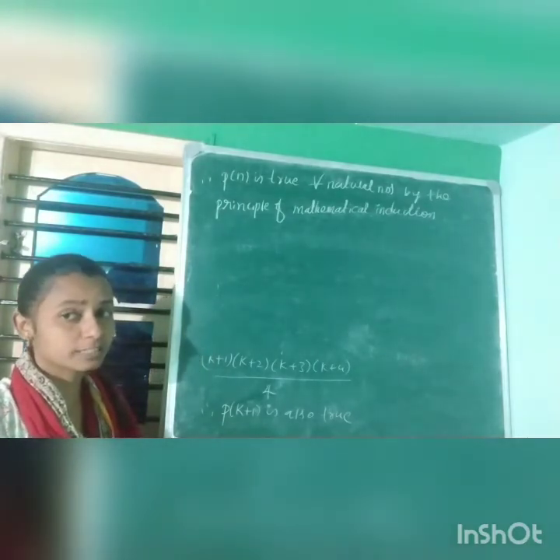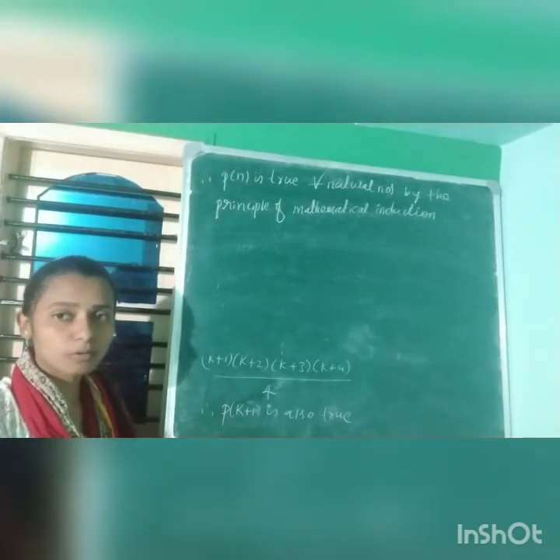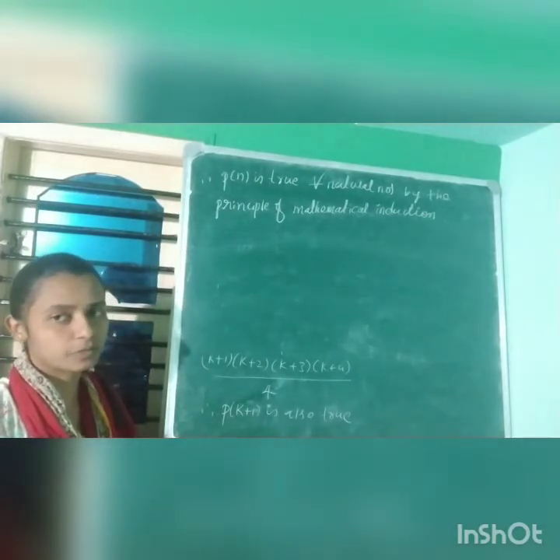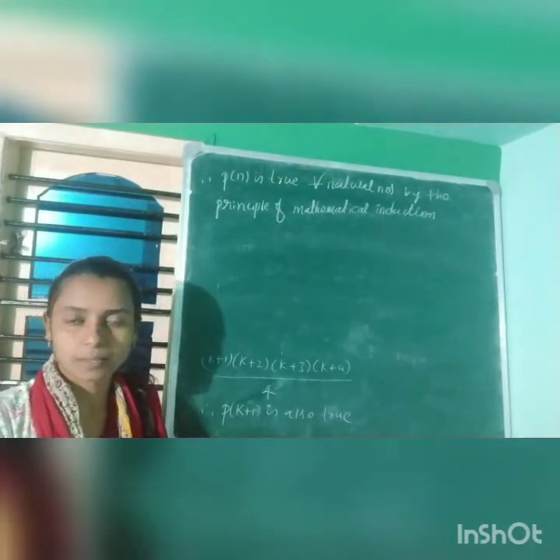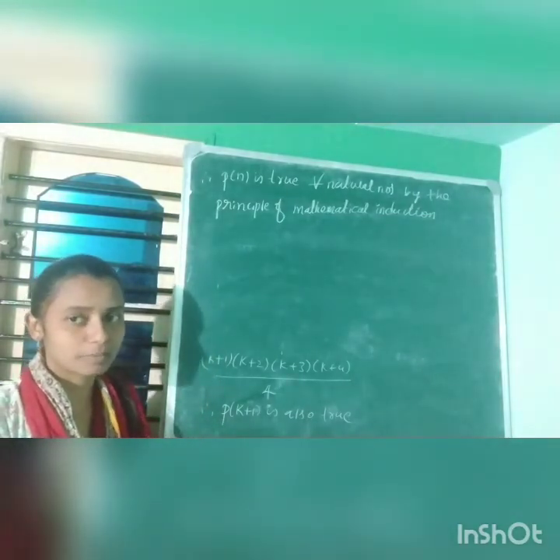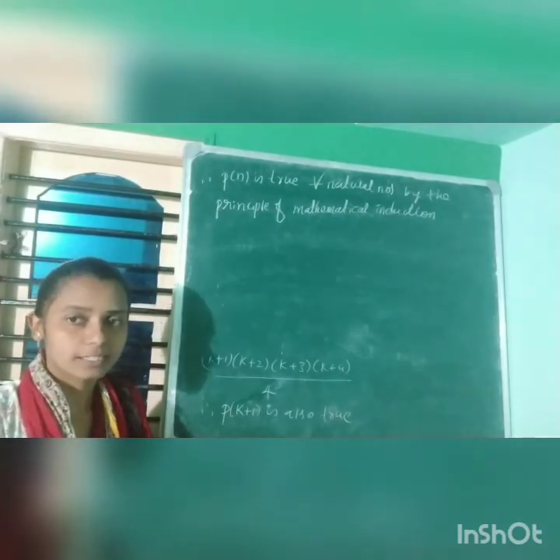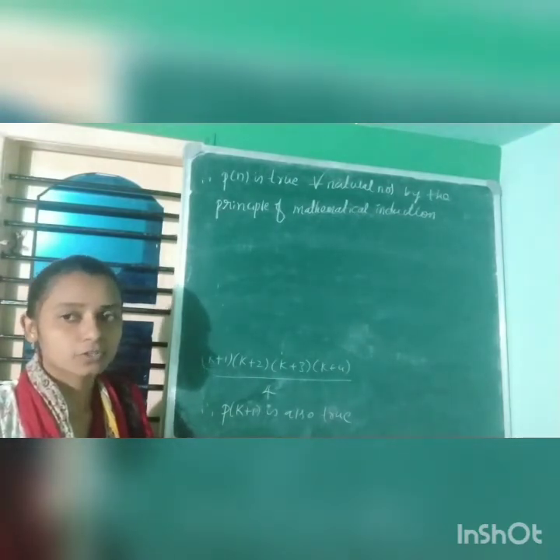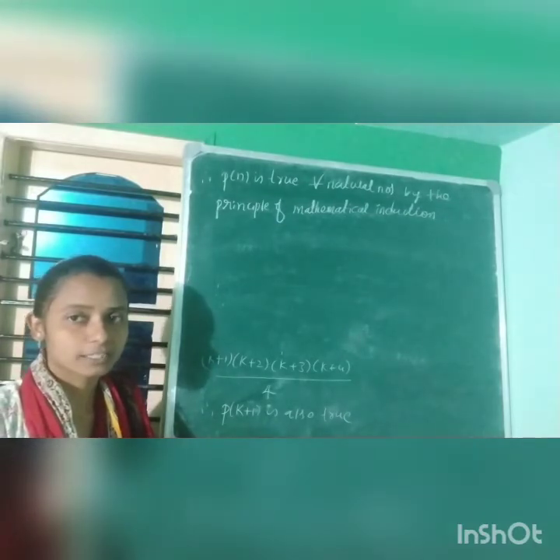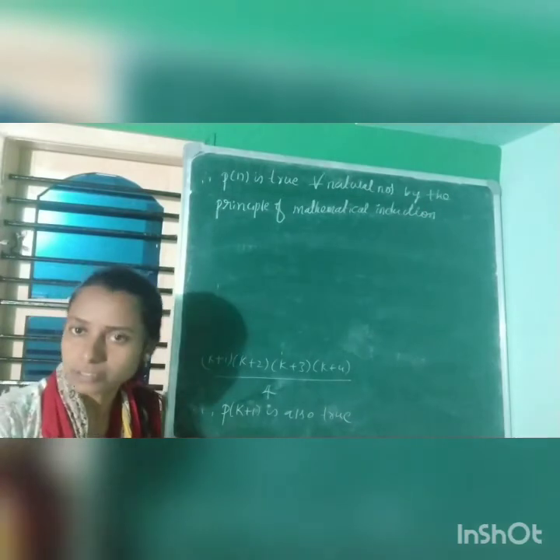Hope you guys understood this concept. For all the problems you need to do it like this only. You have to consider the given statement as P of n. Then you need to prove P of 1 is true. That means in the place of n you take 1 for LHS and RHS, and you should get the same value for LHS and RHS. Then you can say that P of 1 is true.